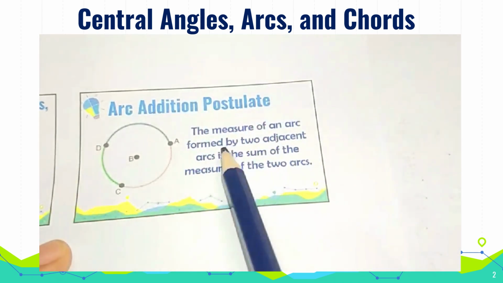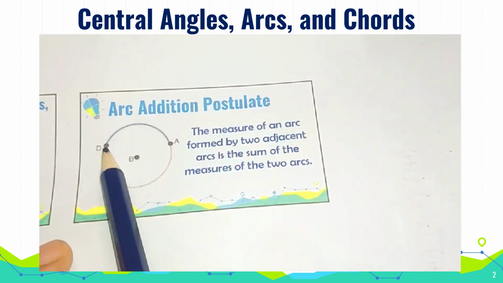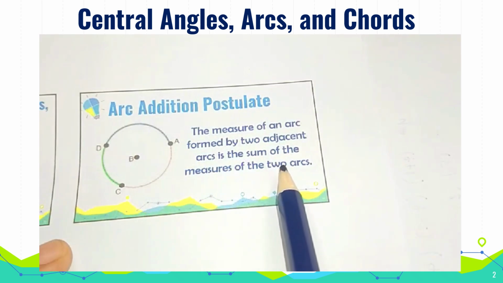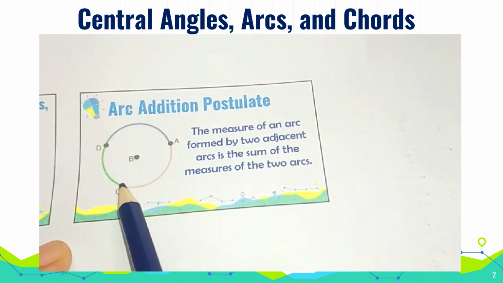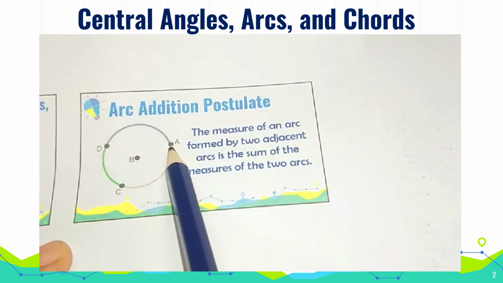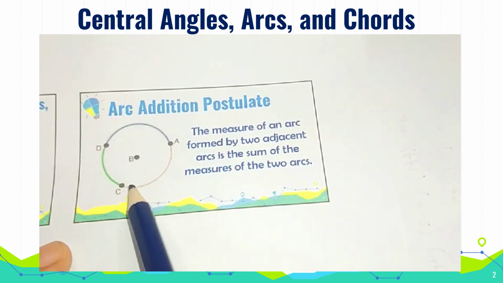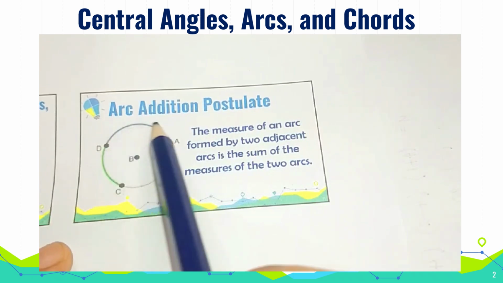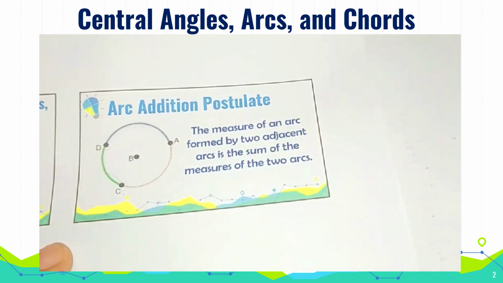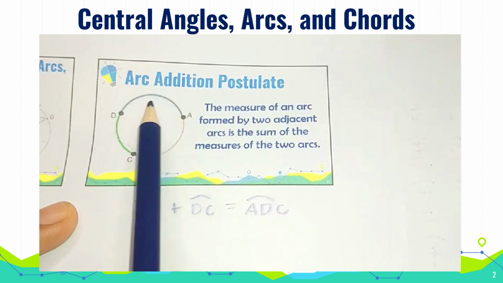We say that the measurement of an arc formed by two adjacent arcs, which share a common endpoint, is the sum of the measures of the two arcs. So this one arc here is the sum of these two arcs, arc AD and arc DC. Adding arc AD plus arc DC is equivalent to the entire arc ADC.